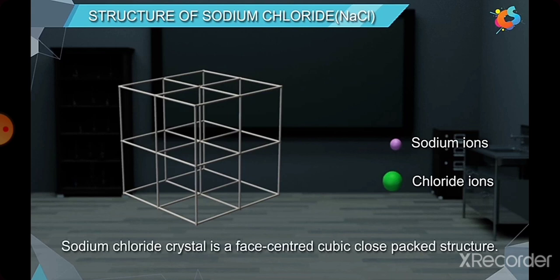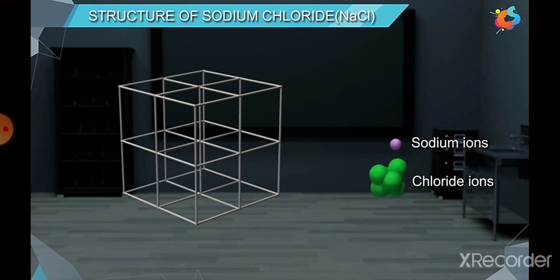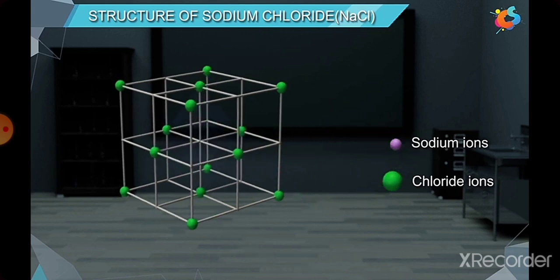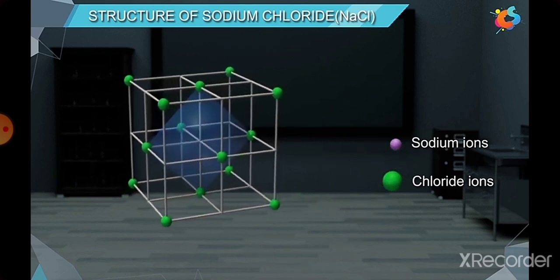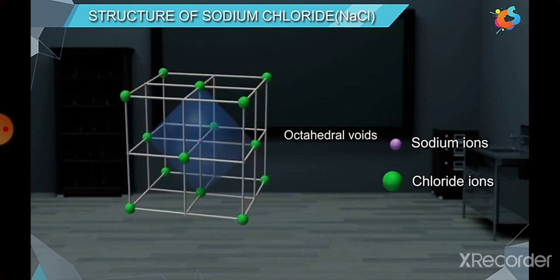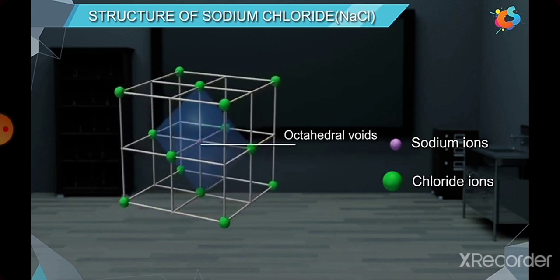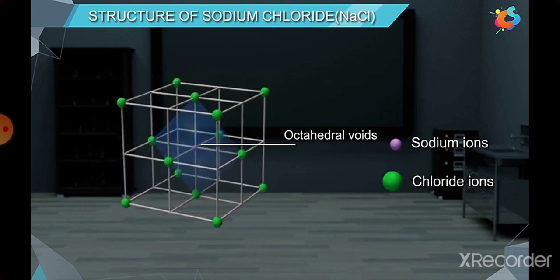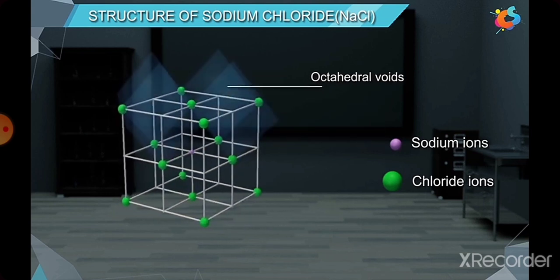Sodium chloride crystal is a face-centered, cubic close-packed structure. The chloride ions, being comparatively larger in size, occupy the corner and face-centered positions. The sodium ions, being smaller in size, go to fill up the voids. Thus, sodium ions occupy the octahedral voids in cubic close structure.